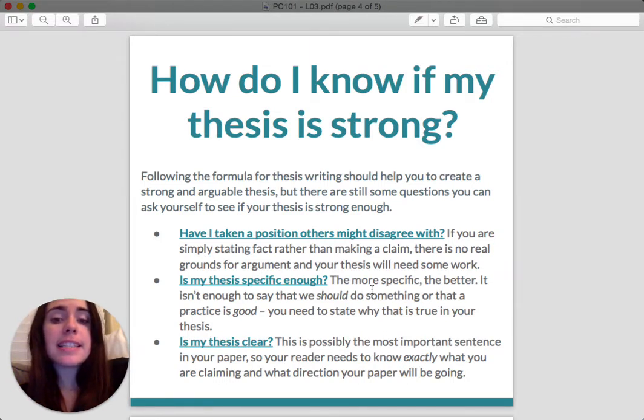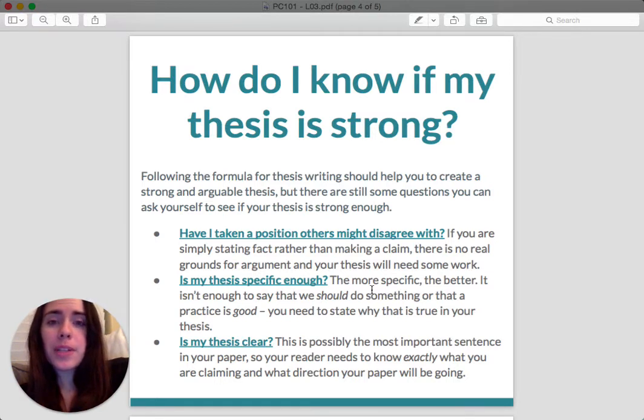Now, is my thesis clear? This is possibly the most important sentence in your paper, so your reader needs to know exactly what you are claiming and what direction your paper will be going. Once you've followed the formula and asked yourself these three questions, you should be well on your way to having a very strong thesis and a good focus for your paper.